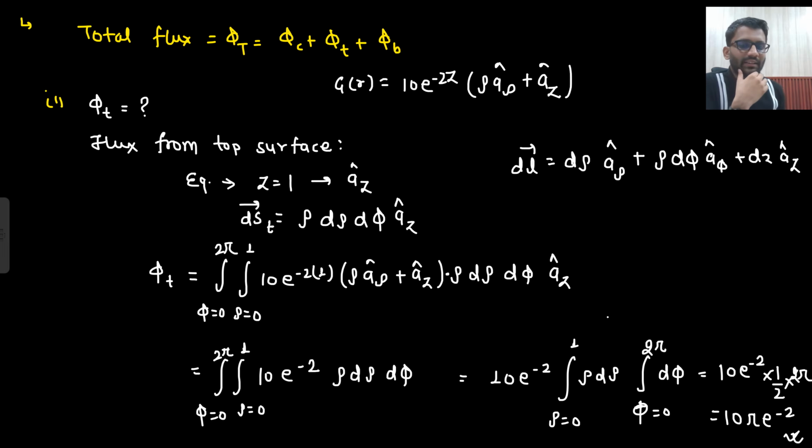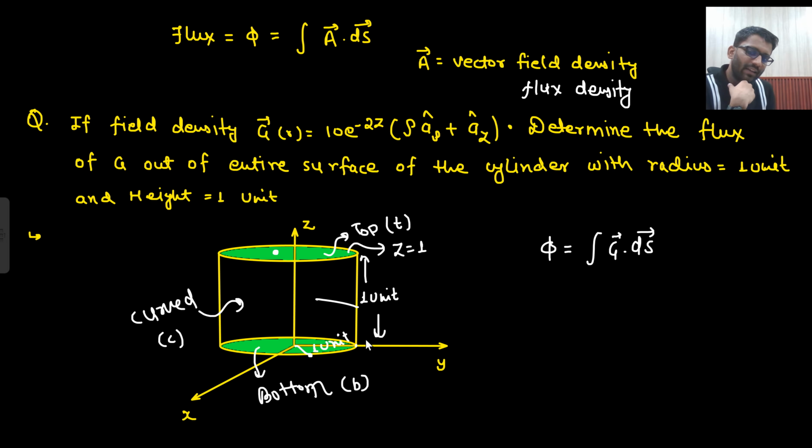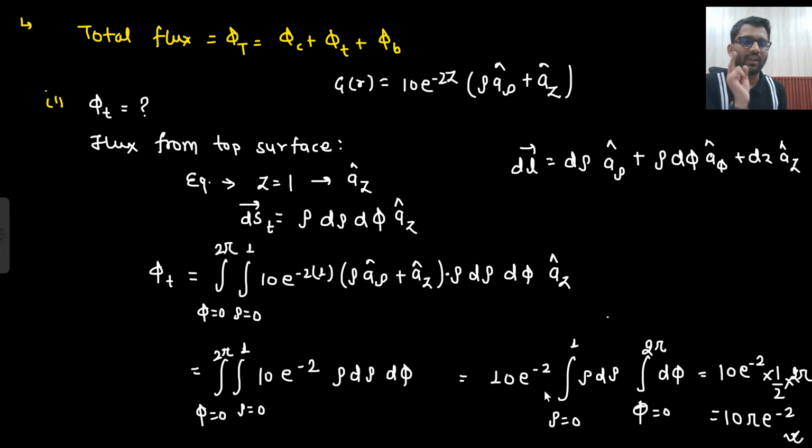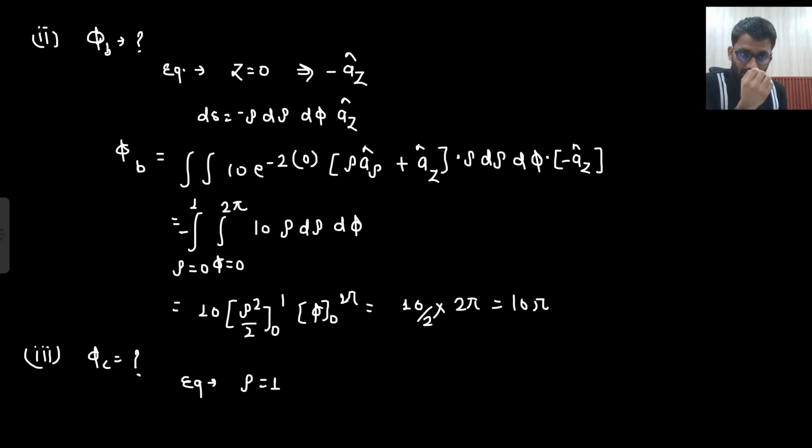And what will be the direction? Direction will be radially outward, starting from here. At this point radially outward, and at every point on the surface radially outward. So the direction will be radially outward. That would be a rho cap.